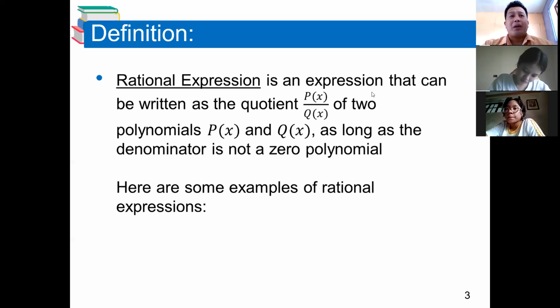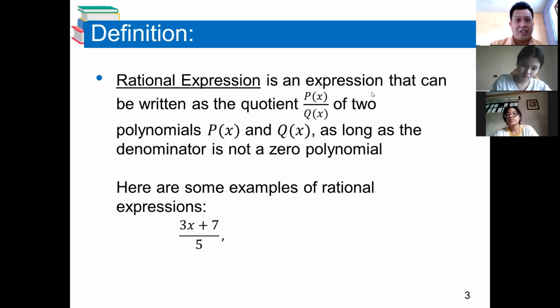Okay, so here are examples of rational expressions, class, so as to further define what a rational expression is. We have here 3x plus 7 all over 5. The numerator is 3x plus 7. The denominator is 5. The numerator is a linear function, if you notice the types of functions that we had in the previous lesson, and the denominator is a constant function. Or the numerator is a linear binomial and the denominator is a monomial, which are both polynomials.